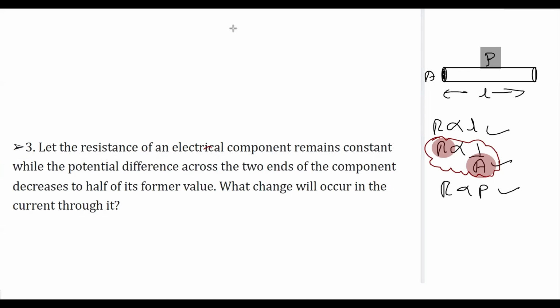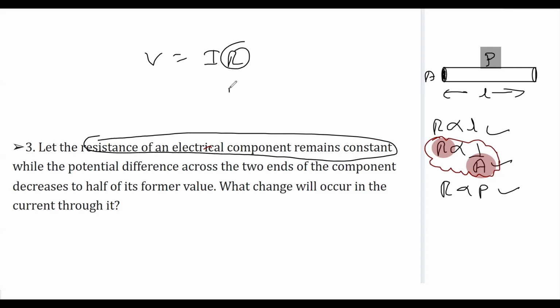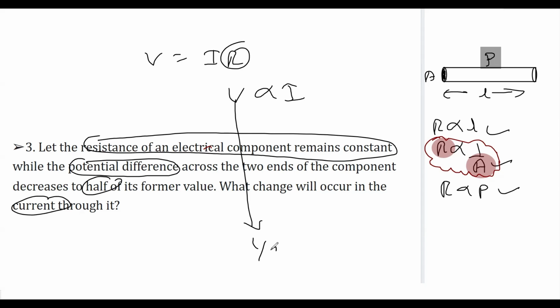That's based on the formula V is equal to IR. So the resistance of the component remains constant. R being constant, V is directly proportional to I. And what they are asking is what will happen to the current if the potential difference across the two ends is halved. That's very easy. They are directly proportional. So if I reduce one of these to half, the other will also become half. So the final answer is the current will also become half.